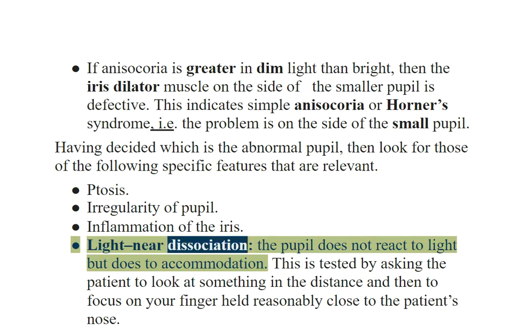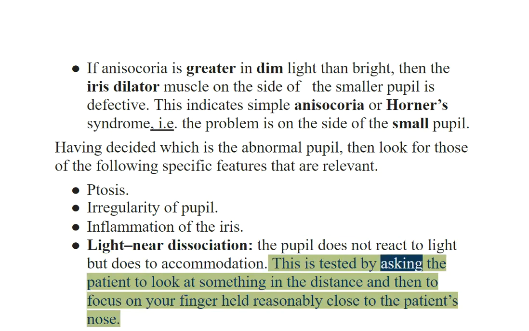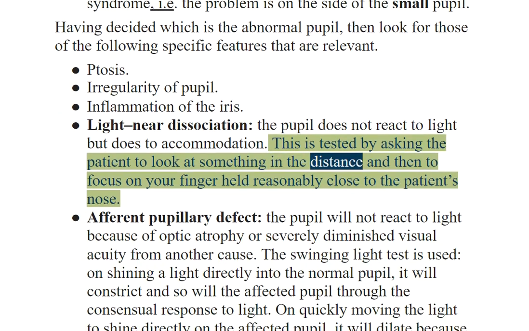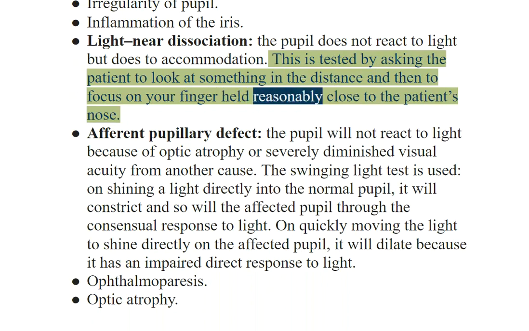Light near dissociation. The pupil does not react to light but does to accommodation. This is tested by asking the patient to look at something in the distance and then to focus on your finger held reasonably close to the patient's nose.